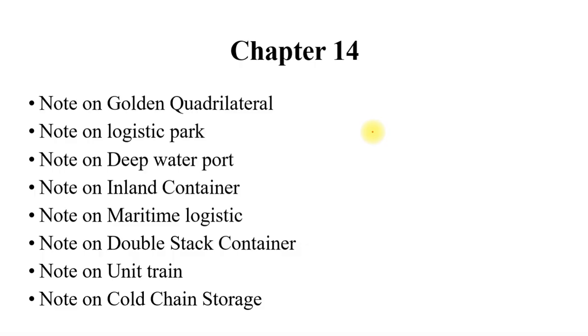Next, chapter 14. This chapter is basically for all the short notes. Write a note on golden quadrilateral, logistic park, deep water port, inland container, maritime logistic, double stack container, unit train, cold chain storage. So this is basically for short notes. This can be asked. The very important ones are the ones which I have tick marked.